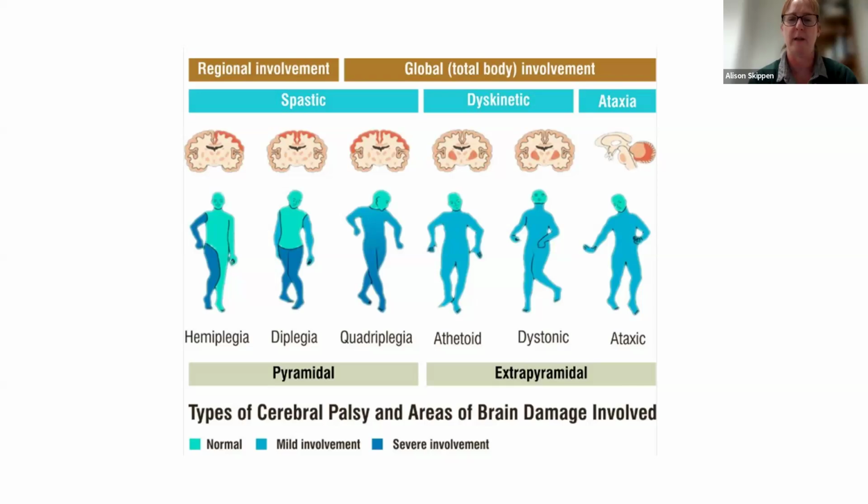So you can have athetoid. So this is the type of movement that you might have. It's a continuous sort of movement disorder where the child is always moving. And then you've got dystonia, where they have more tightness. And again, that can be all four limbs or just one side of the body affected. And then you have ataxic, which is the cerebellar. So your balance and your coordination are affected predominantly as well. Okay.